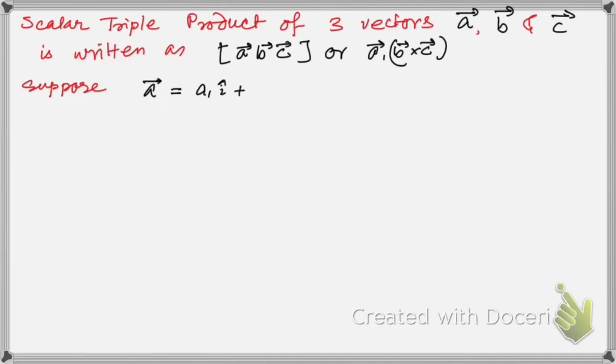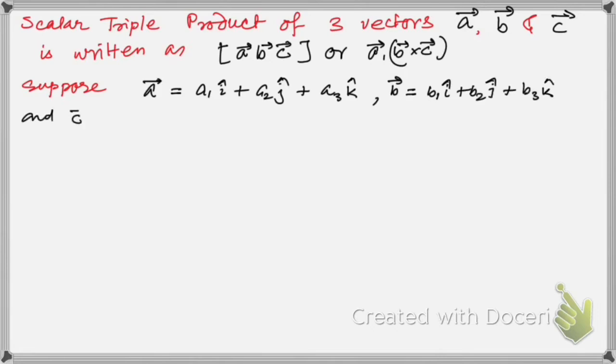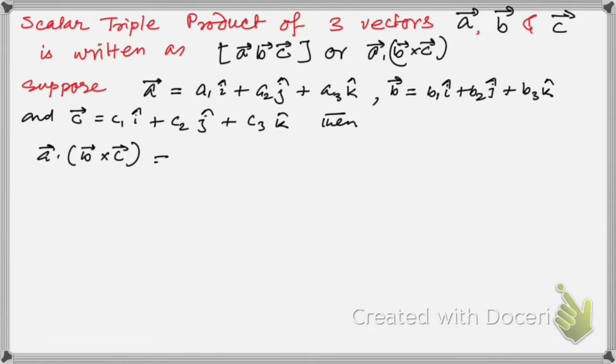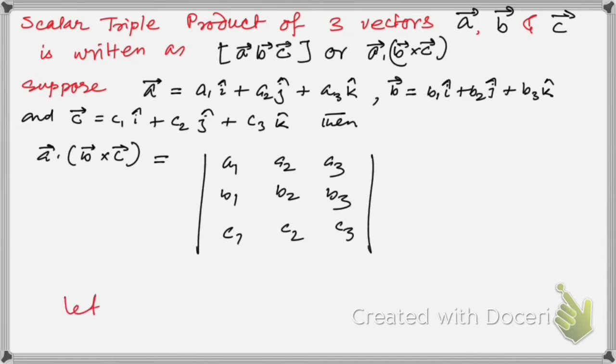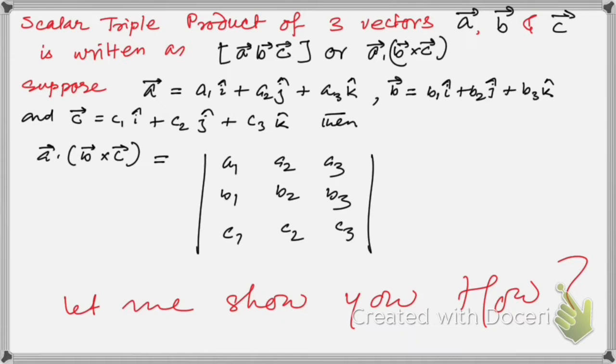Suppose vector a is this, and vector b is b1 i cap, b2 j cap, b3 k cap, and similarly vector c is c1 i cap, c2 j cap, c3 k cap. Then a dot b cross c is given by this determinant. Let me show you how we have got this result in the next slide.